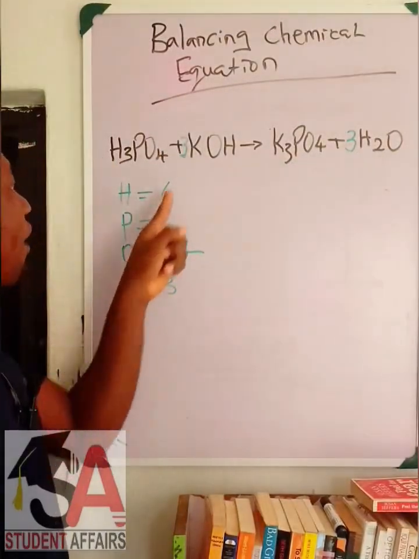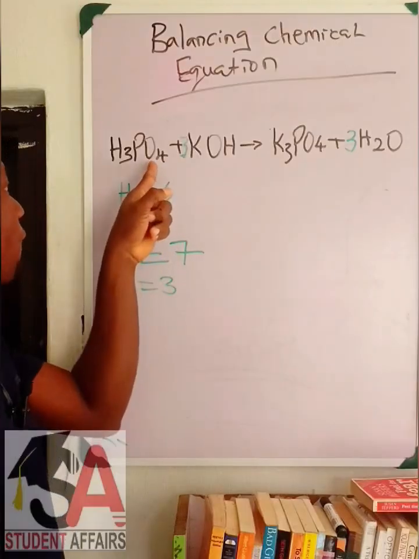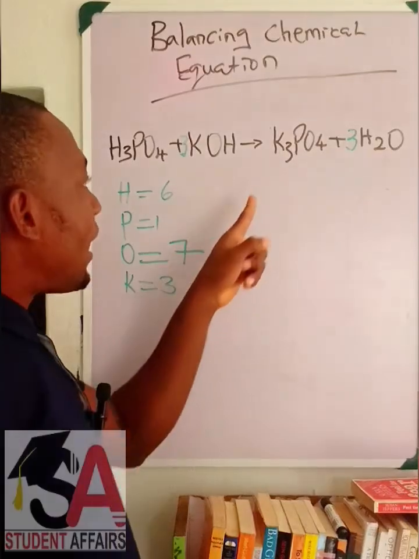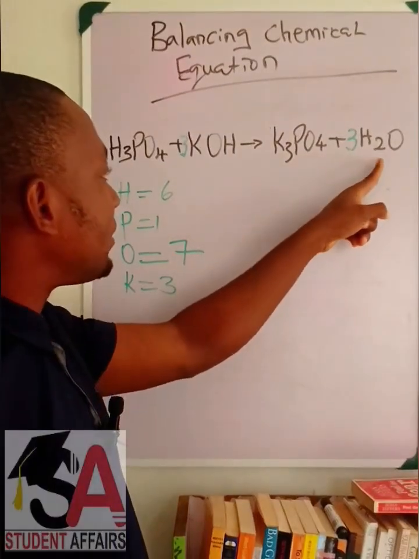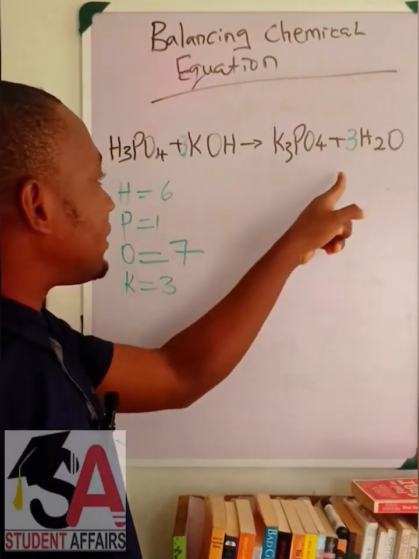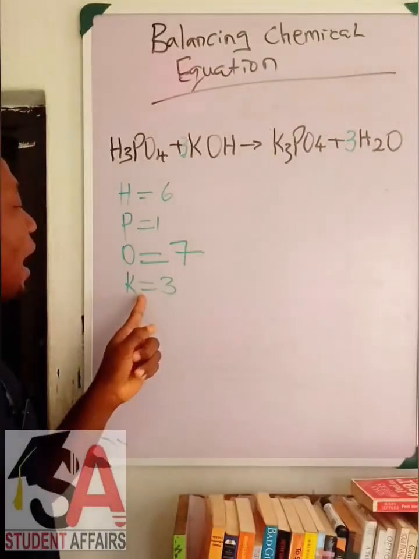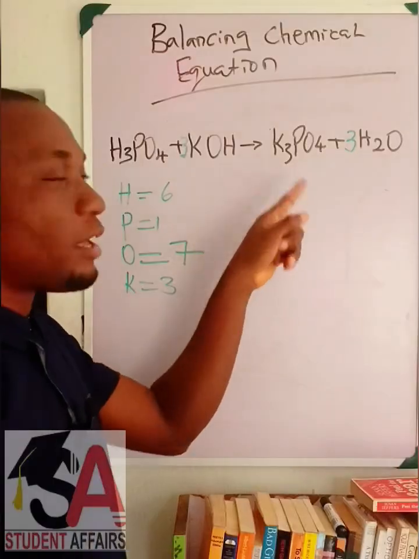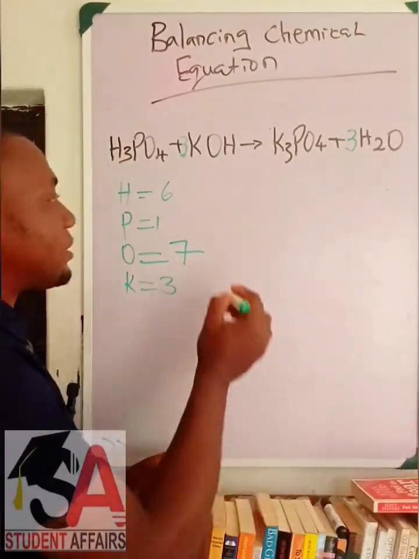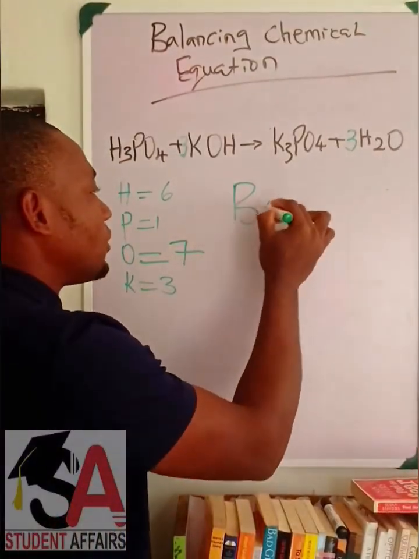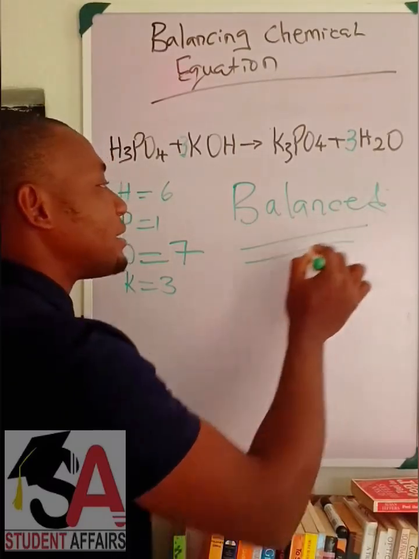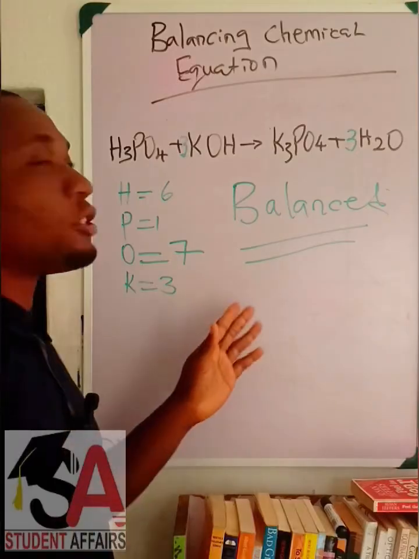How many oxygen do we have on this side? We have 4 plus 3. That is 7 oxygen. How many oxygen do we have on this side? 1 times 3 is 3 plus 4, 7. How many potassium? We have 3 potassium. How many potassium? 3. Therefore, we can as well say that this equation is now balanced. This is how to balance a chemical equation.